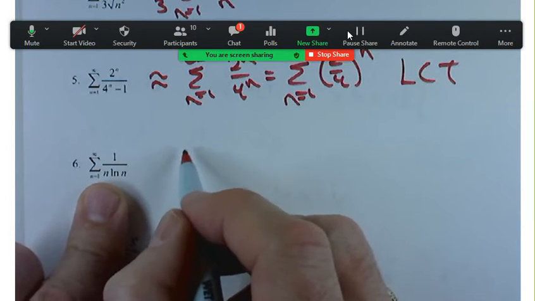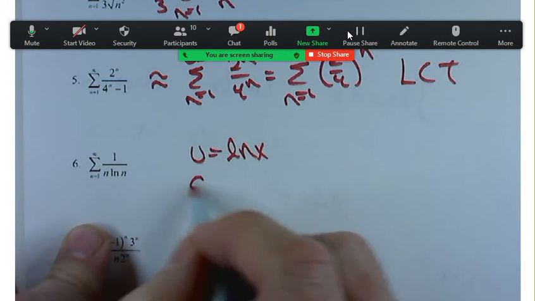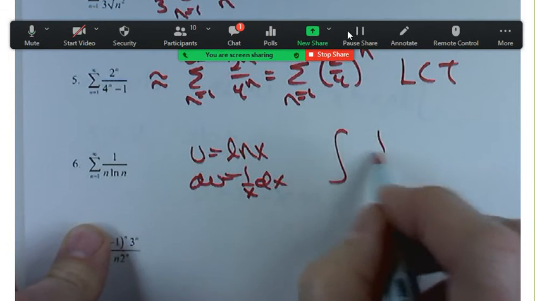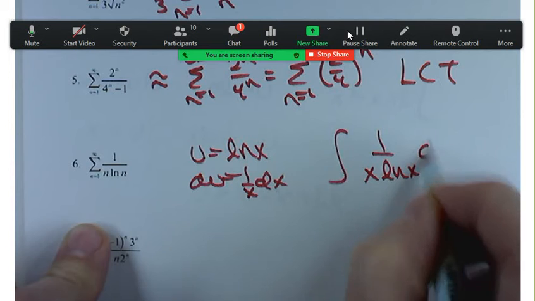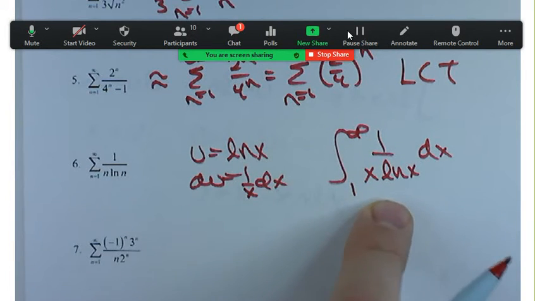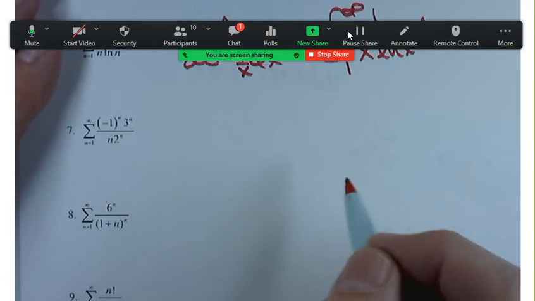This one is just a fancy u substitution. If you let u equal ln of x, du is going to be 1 over x dx. In the integral test, 1 over x ln of x dx, 1 to infinity, you'll find that diverges. You'll end up with the limit of the natural log of x as x goes to infinity, it's going to diverge.